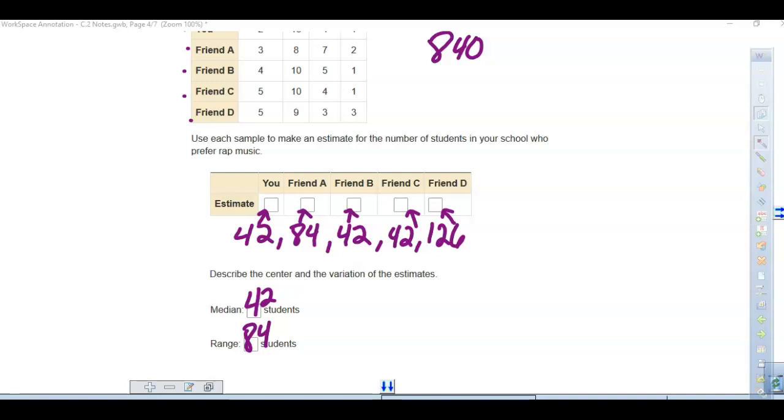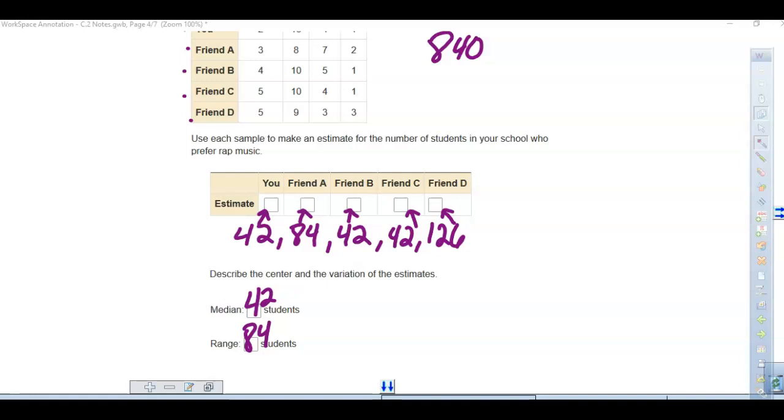Your individual estimates are 42, 84, 42, 42, 126. What is another measure of center that we could have used here? We used the median. Another more accurate measure of center would have been the mode. Why? Because 3 out of 5 of the numbers are the same.